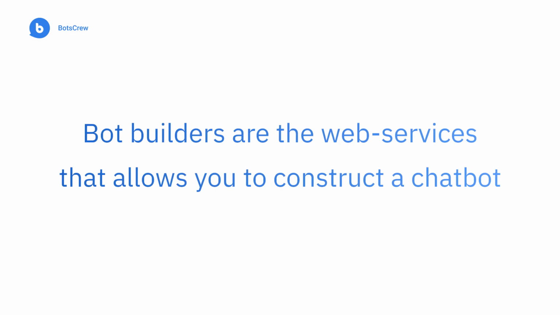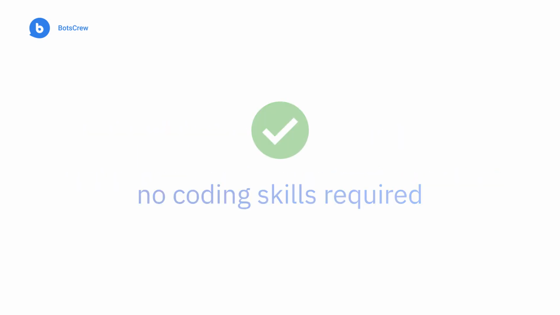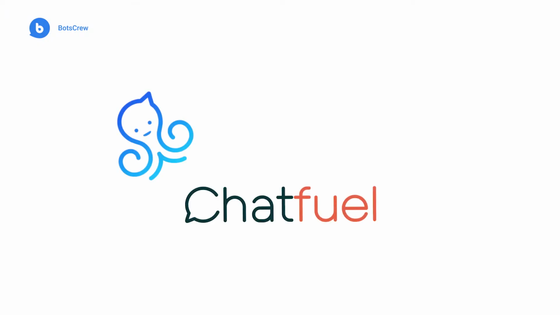Well, we reached the final stage of this section, developing the chatbot minimum viable product, or simply known as an MVP. There are several ways to develop a chatbot MVP. The first option is you may make a chatbot on one of the already pre-existing bot builders. Bot builders are the web services that allows you to construct a chatbot. No coding skills required. I personally like a few of them, such as ManyChat, ChatFuel, and FlowXO.